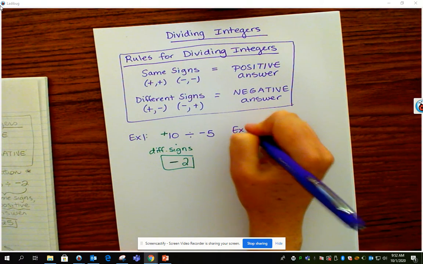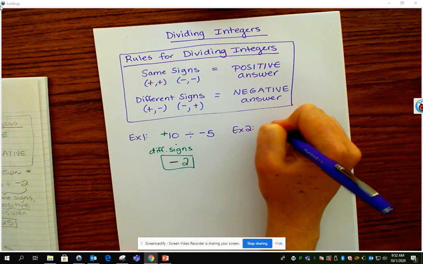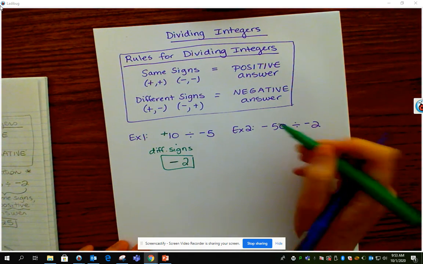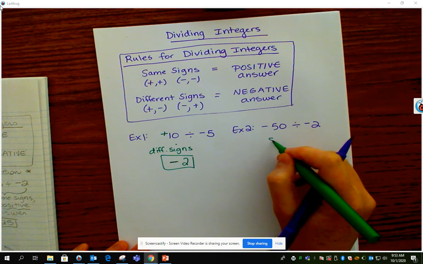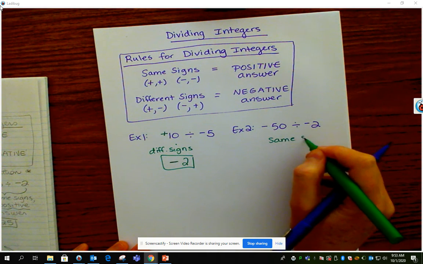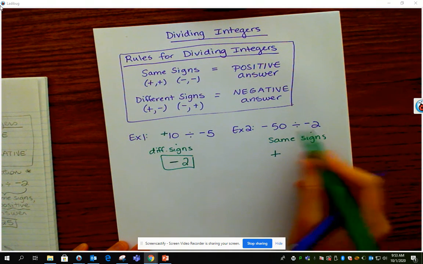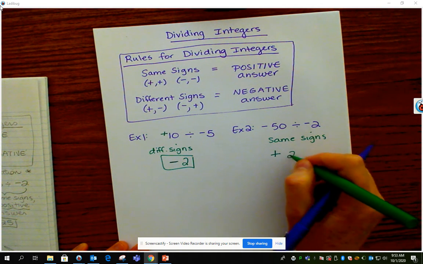My second example, say I had negative 50 divided by negative 2. They have the same signs. So I know my answer is going to be positive. And then 50 divided by 2 is 25.